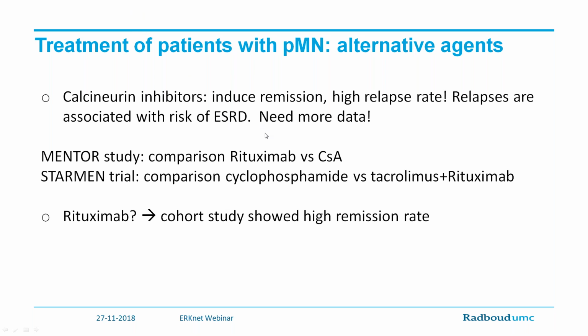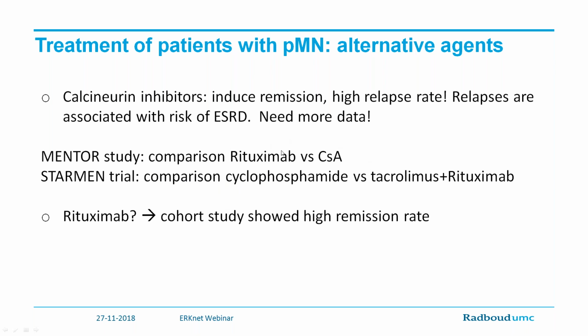So actually, we need more data on long-term follow-up of the use of calcineurin inhibitors, especially looking at hard renal endpoints such as end-stage renal disease. There are currently two studies. One is under review and the other is still running and will be reported next year, hopefully. And these studies, the Mentor study, compared the use of rituximab with calcineurin inhibitor cyclosporin, and the Starman trial is comparing cyclophosphamide with a combination of tacrolimus and rituximab.